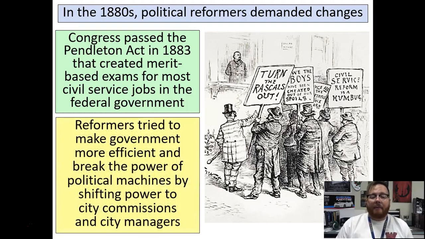Reformers tried to make government more efficient and break the power of political machines by shifting power to city managers and city commissions. Doing this would hopefully cut power away, making sure that the people that run the political machines, like Boss Tweed and Tammany Hall, don't have all the power in a city. This puts it back in the hands of the people that are supposed to be actually doing things.